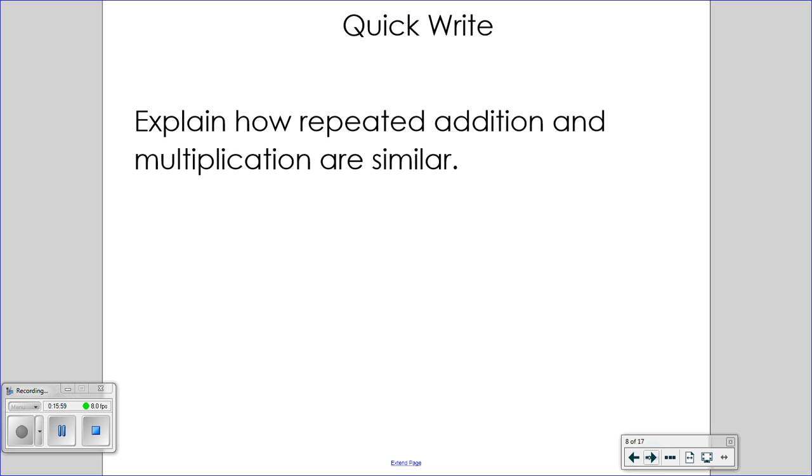Alright, if you're on the floor, you can go back to your seat. We're going to do a quick write. In your notebook, make the title Quick Write and turn to the next blank page. You do not have to write this down, but you are answering and explaining how repeated addition and multiplication are similar. If you need to draw out some examples to help prove your point in words, that's fine. You're just answering.